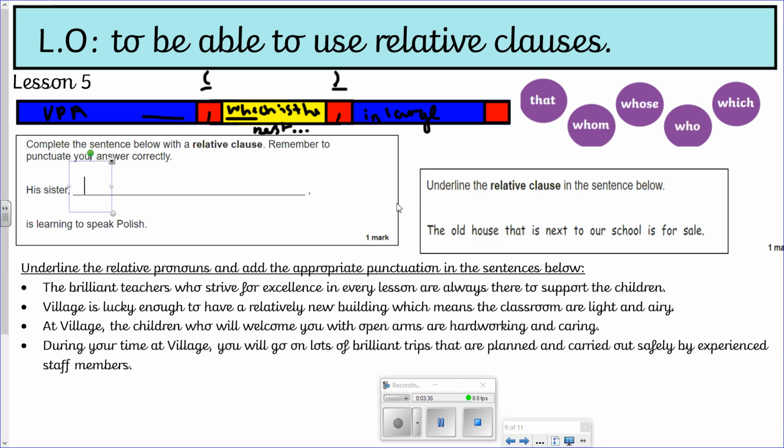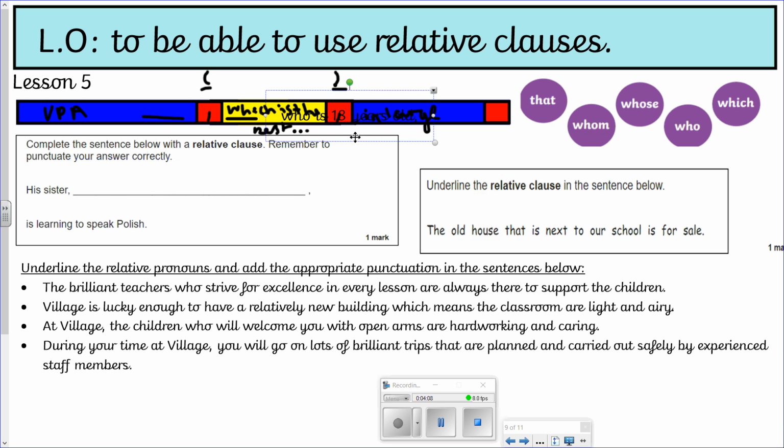His sister, so we need a relative pronoun. So his sister, it's going to be who is, I'm going to go for who is 18 years old, and we need a comma to close that piece of information. There's already a comma here, so it has to match. There's my comma. This is my relative pronoun. Okay, so his sister is learning to speak Polish. I can take out this piece of information and it still makes sense. His sister is learning to speak Polish. His sister, who is 18 years old, is learning to speak Polish.